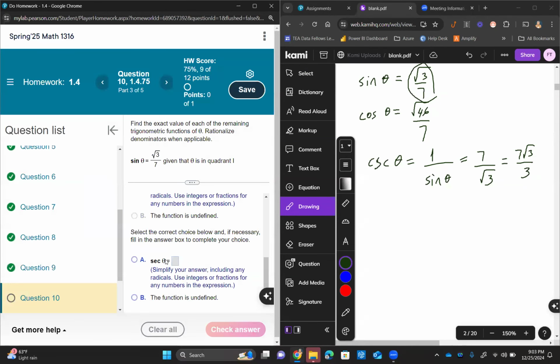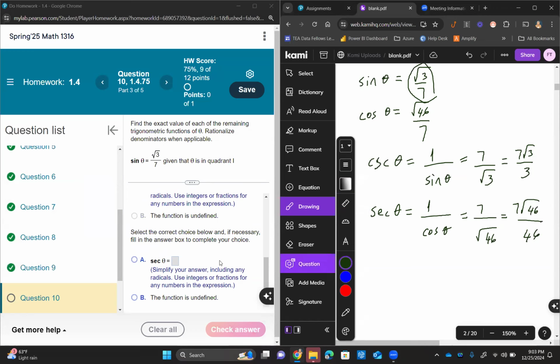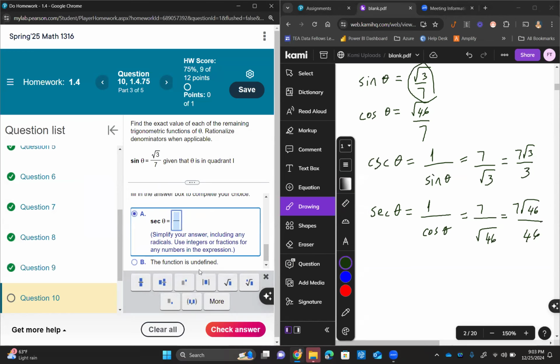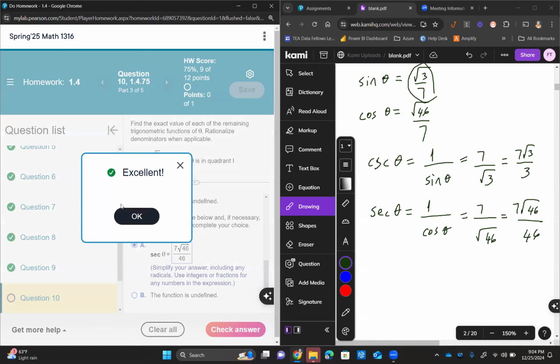Next question is secant of theta. Because of the reciprocal identity, secant of theta is always equal to 1/cosine of theta. So I'm just going to need the reciprocal of this fraction, which is 7/√46. We need to rationalize the denominator, so it will become 7√46/46. So we're going to choose that as our answer for secant of theta. At the top, we need to write 7 and then radical 46. At the bottom, we just have to write 46. And then we just need to check our answer next.